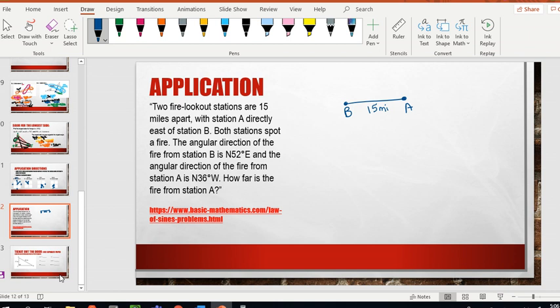Both stations spot a fire. Oh no, there's a fire. Here, there's a fire. Boy, that's really a sad fire. It looks like a hand. We'll put F here for fire.